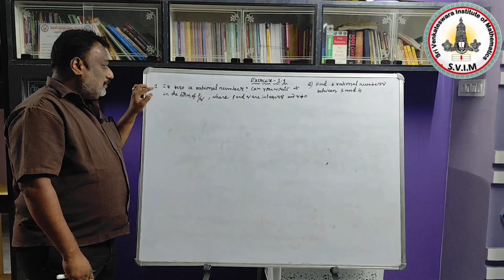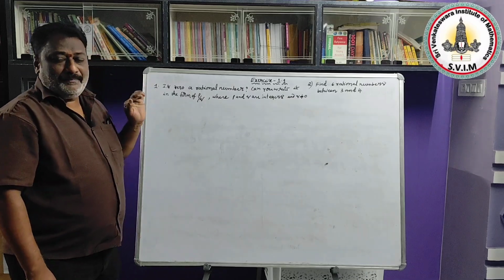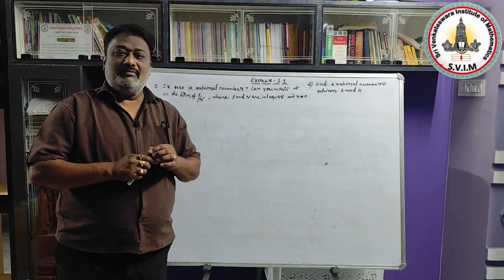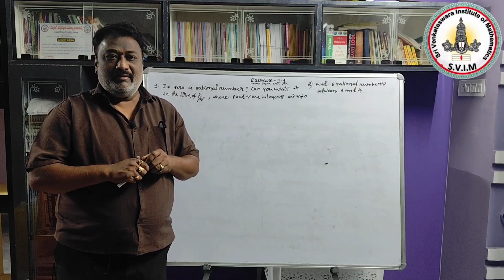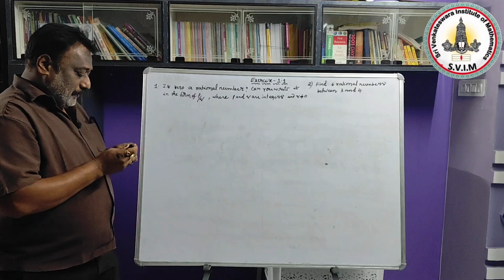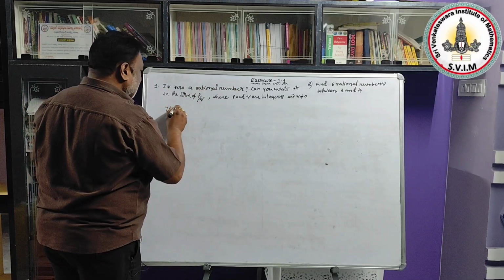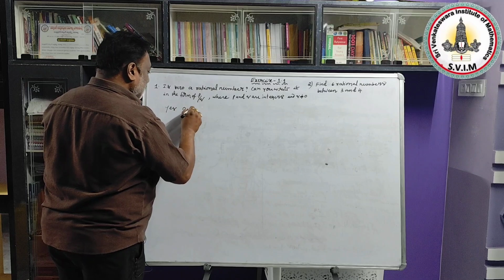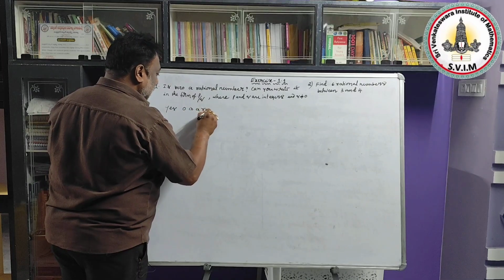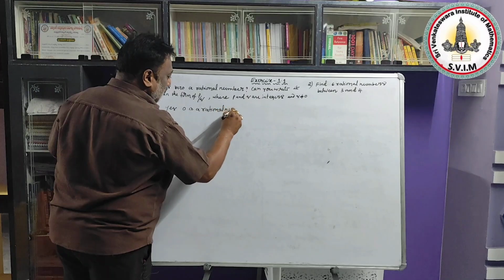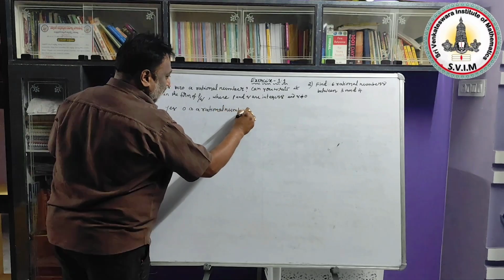So first sub question is: is 0 a rational number? Yes, 0 is a rational number because we can write 0 in the form of p by q, that means 0 by 1. Okay, yes. So the answer to the first question is: yes, 0 is a rational number.